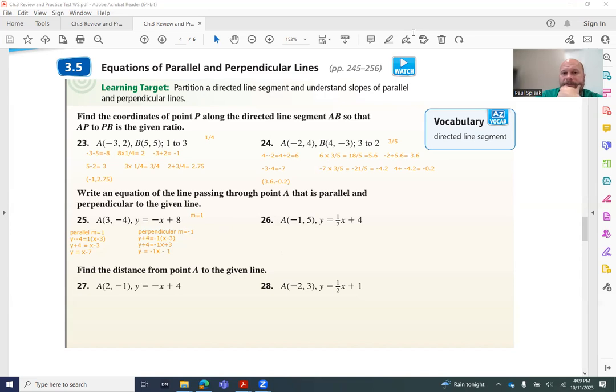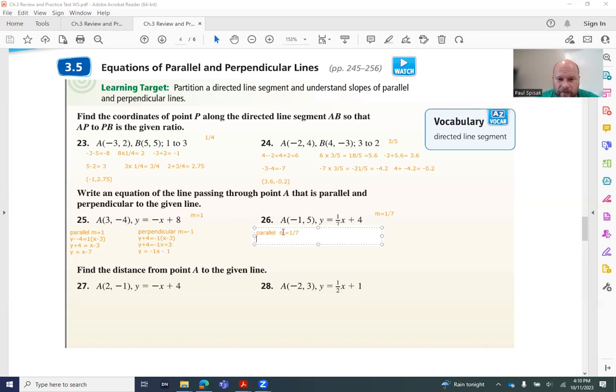All right, on the next one, same thing. Again, identify what our slope is first. Our slope on the original equation is 1/7. So we're going to have to do the same thing that we did on the last one, parallel and perpendicular. So first doing our parallel, our slope is going to be the same. So m equals 1/7.